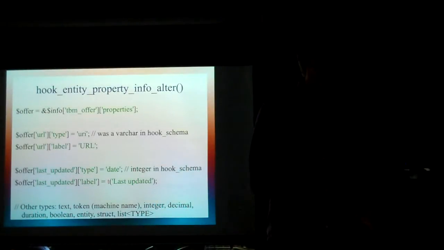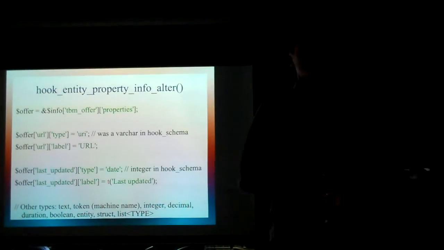Similarly, here we're doing it for a date, so our last updated timestamp for that offer, you can say, hey, actually that integer is a date, treat it as a date, and everywhere it shows up, it'll be treated as a date, which is pretty cool. You can also set nice labels for things, if it didn't create a nice label from your hook schema, which is probable.